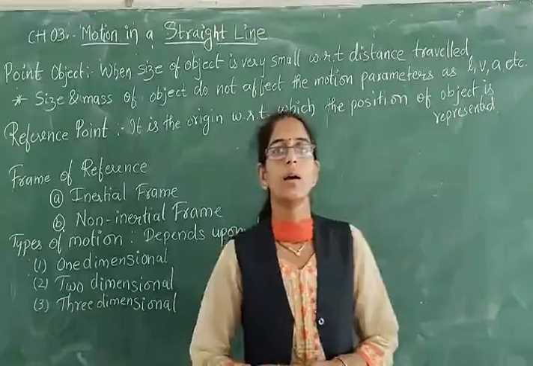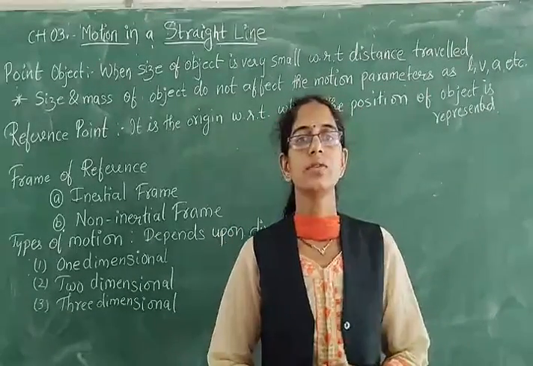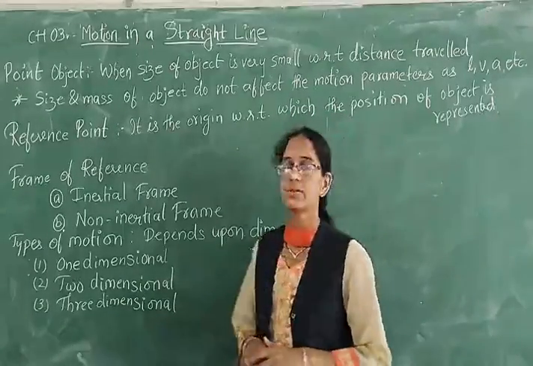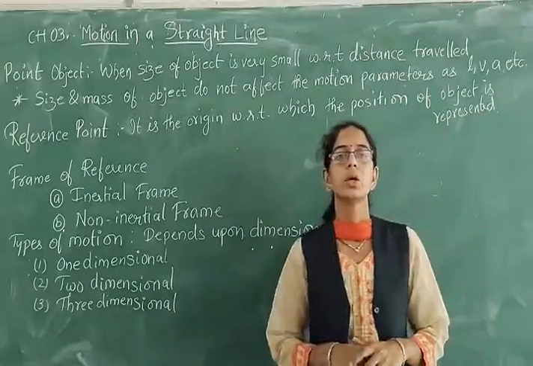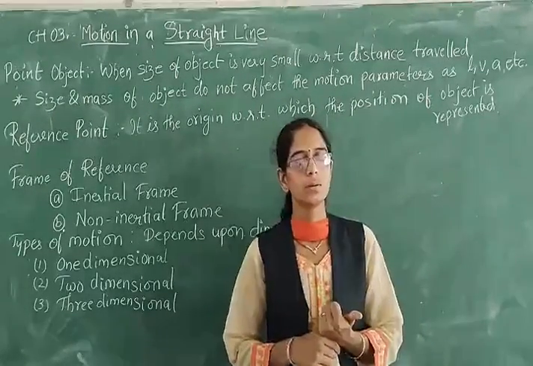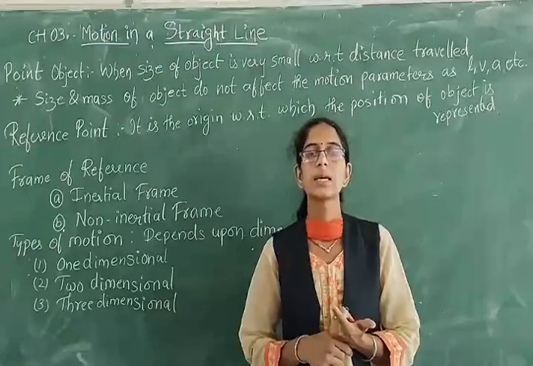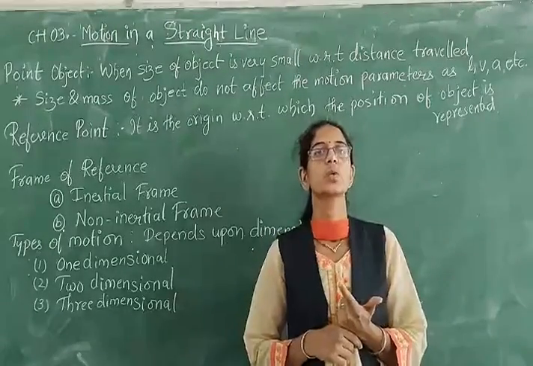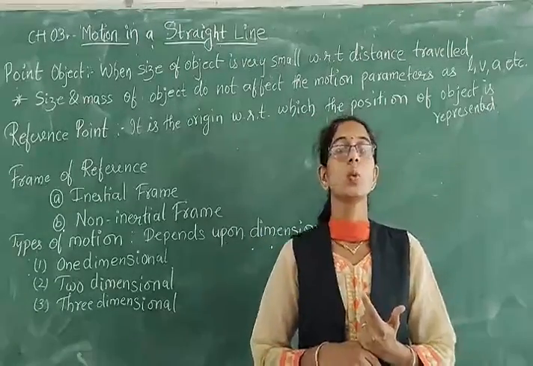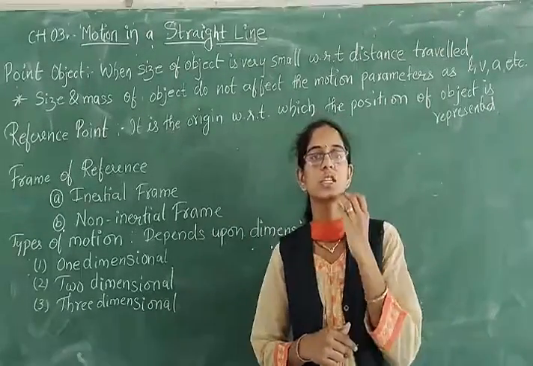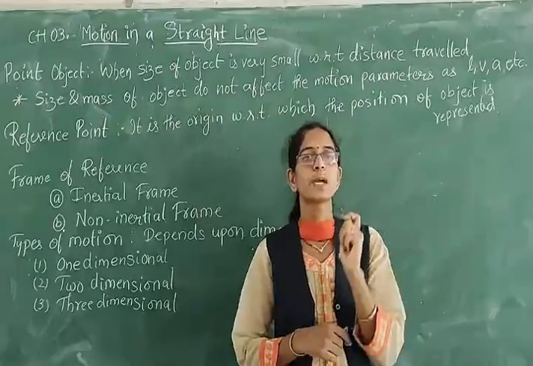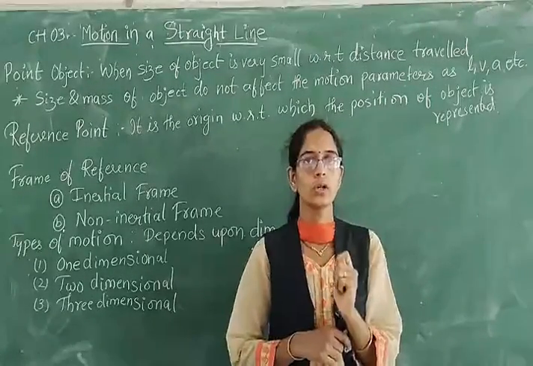Students, in the previous lecture we started with the chapter that is motion of an object in a straight line. There we understood the meaning of what is motion and what is rest. These are the two states an object will show, and we can define it depending upon whether the object is changing its position and displacement with respect to the surrounding or not.